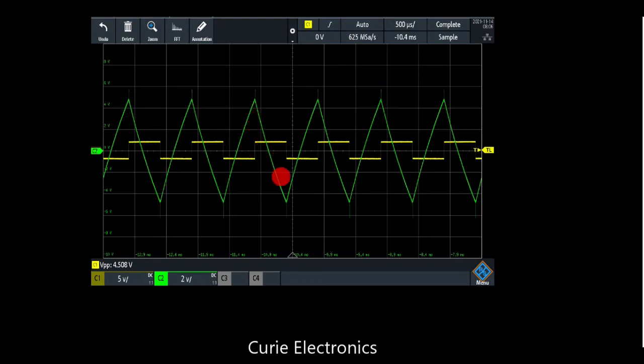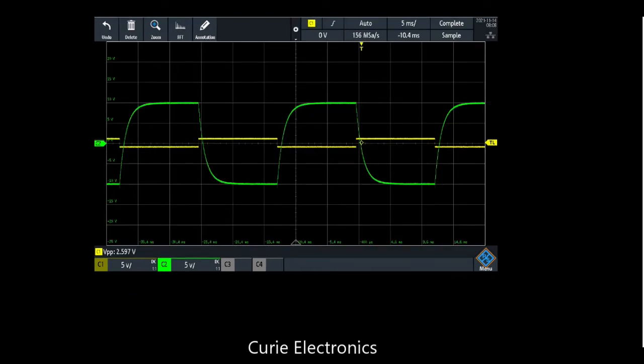This, I have taken at 1 kilohertz. We have got a proper integration, a triangular wave. So a square wave, the integrator has converted into a triangular wave. The next, I have reduced the frequency below 159 Hertz. I think it is around 40 Hertz I have taken.